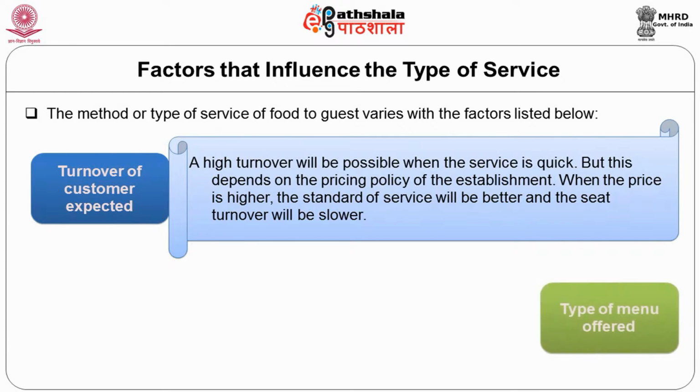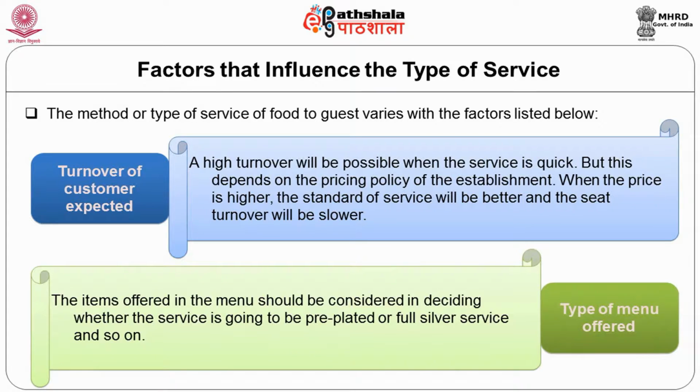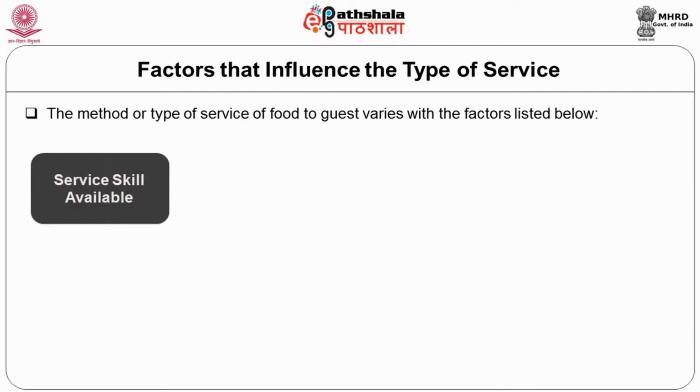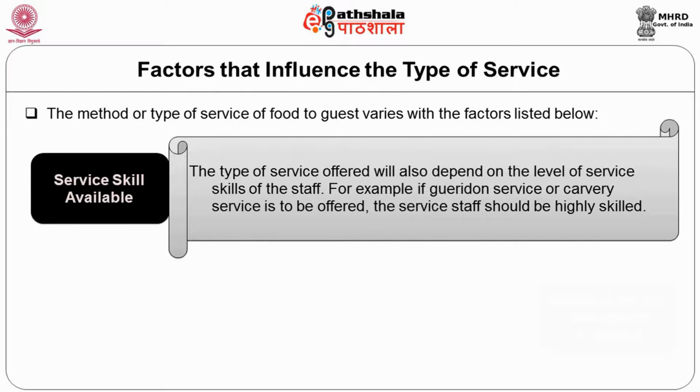Next is the type of menu offered. The items offered in the menu should be considered in deciding whether the service is going to be pre-plated or full silver service and so on. The next factor is the service skills available. The type of service offered will also depend on the level of service skills of the staff. For example, if gueridon service or Kaveri service is to be offered, the service staff should be highly skilled.